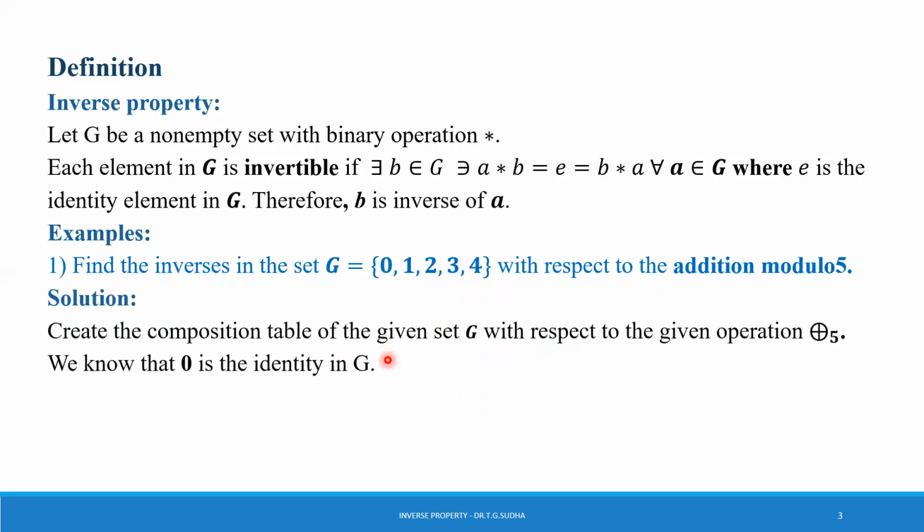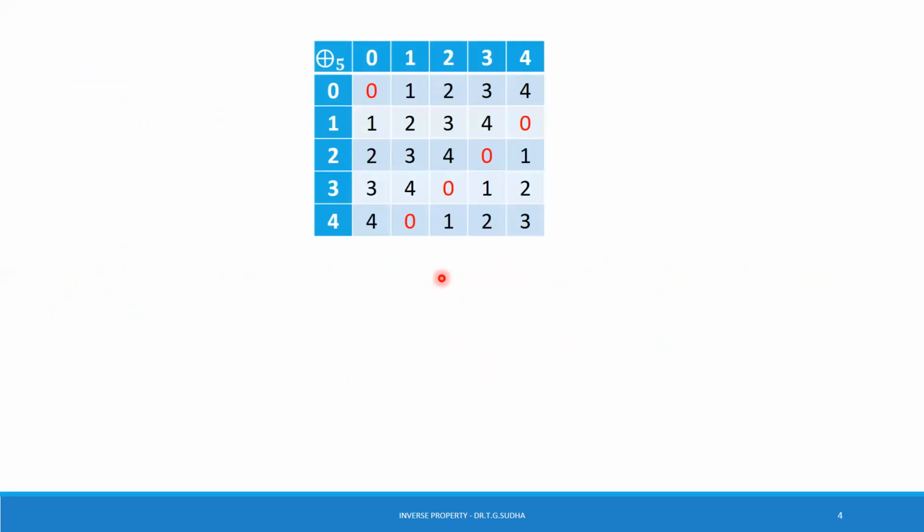Let us create the composition table of the given set G with respect to the given operation, addition modulo 5. We know that 0 is the identity in G. So this is the table. In the table, let us mark the identity element 0 in red. So these are the identity element entries. We see from the table that all the rows and all the columns contain the identity element. Therefore, the inverse law holds good.